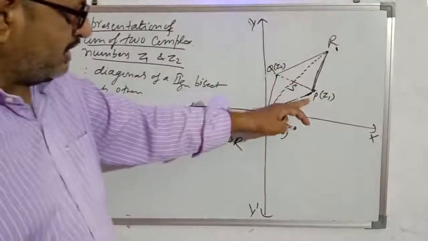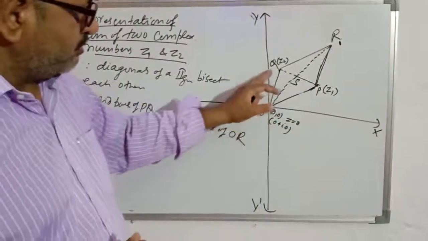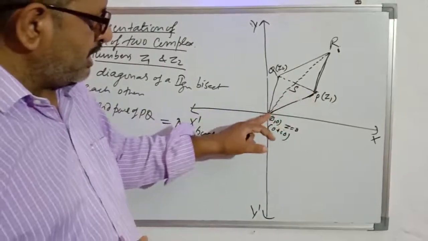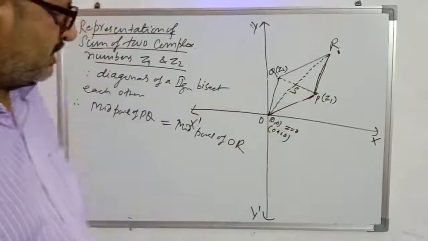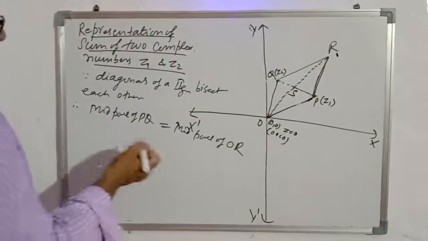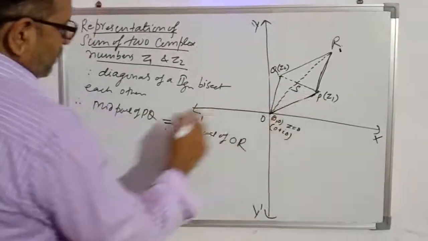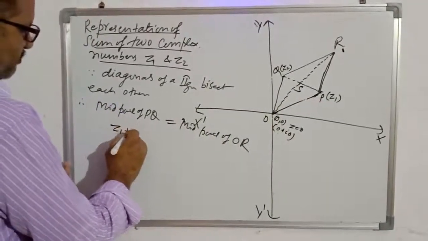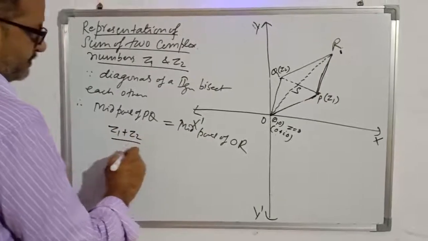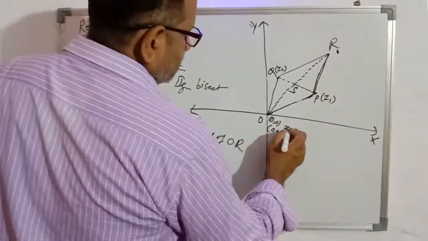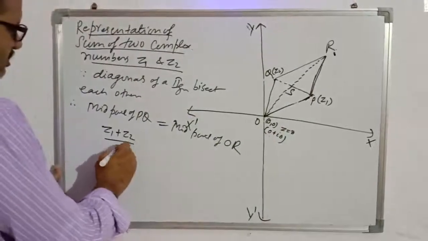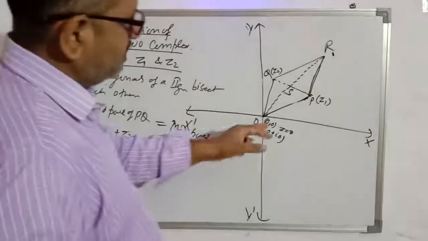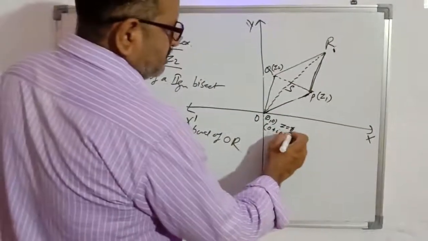Diagonals bisect each other and bisect at point S. So the midpoint of PQ and the midpoint of OR, that is S, both will be the same, both will be equal. How will we find the midpoint of PQ? The midpoint of PQ will be (Z1 plus Z2) by 2. And the midpoint of OR, here Z is 0.